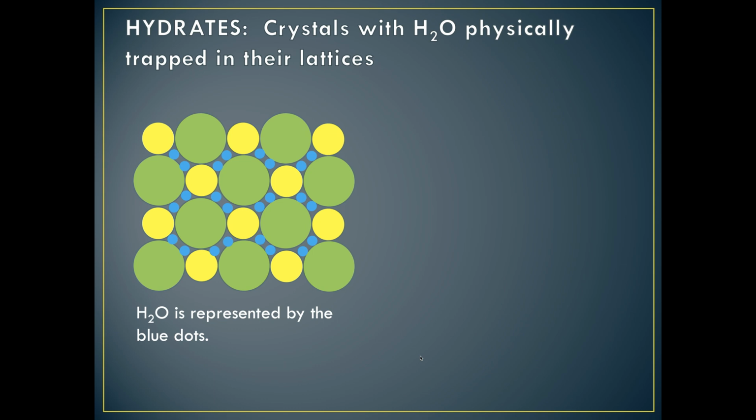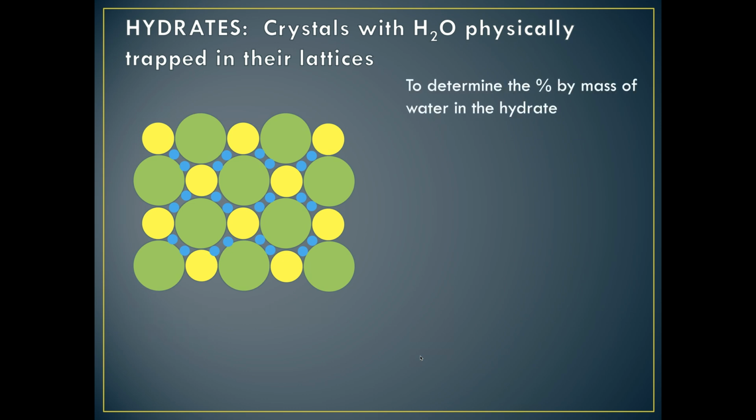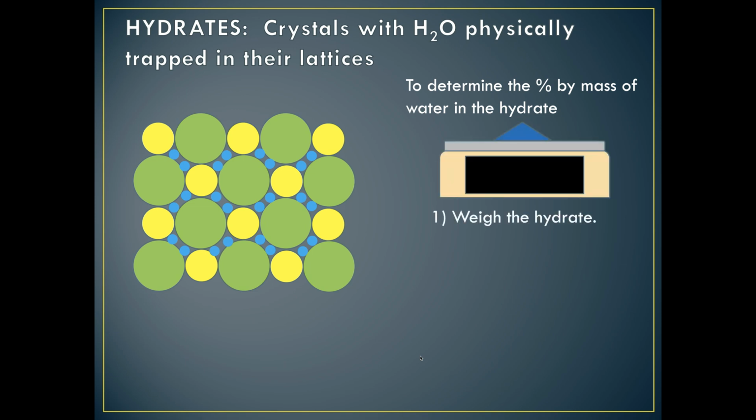Now, how do you figure out how much water there is trapped in the hydrate? Well, first, you're going to have to get rid of the water and then measure the mass before and after getting rid of the water, and that'll tell you how much water there was. So, to find the percent by mass of water in the hydrate, and you will likely do a lab on this, you'll take the hydrate and weigh it. I'd like you to notice the blue color because that will be important. Let's suppose the mass of the hydrate is exactly 3 grams to the nearest thousandth. You would not actually put the hydrate directly on the balance. You would place it into another container, such as an evaporating dish.